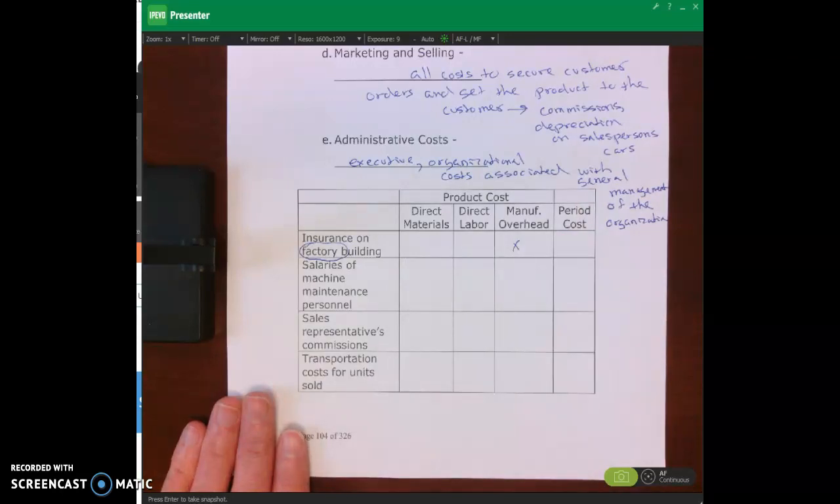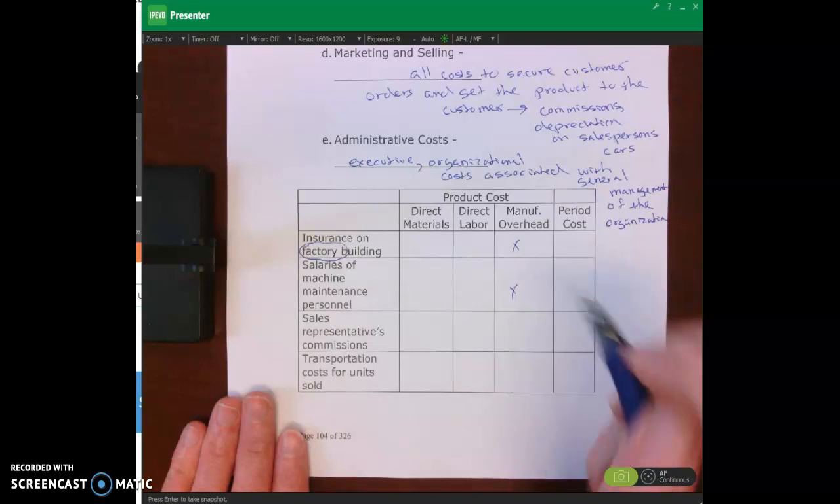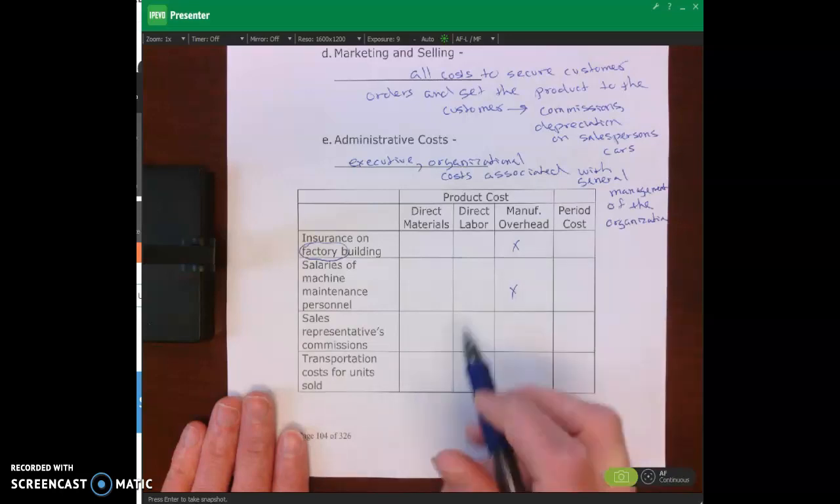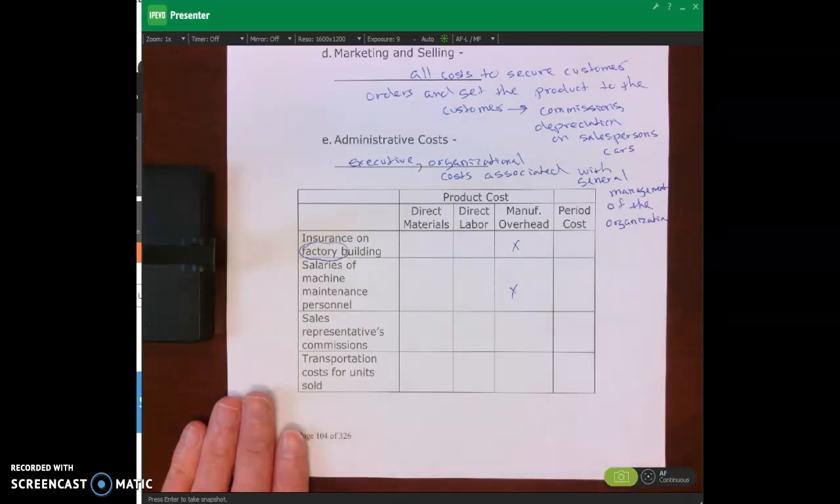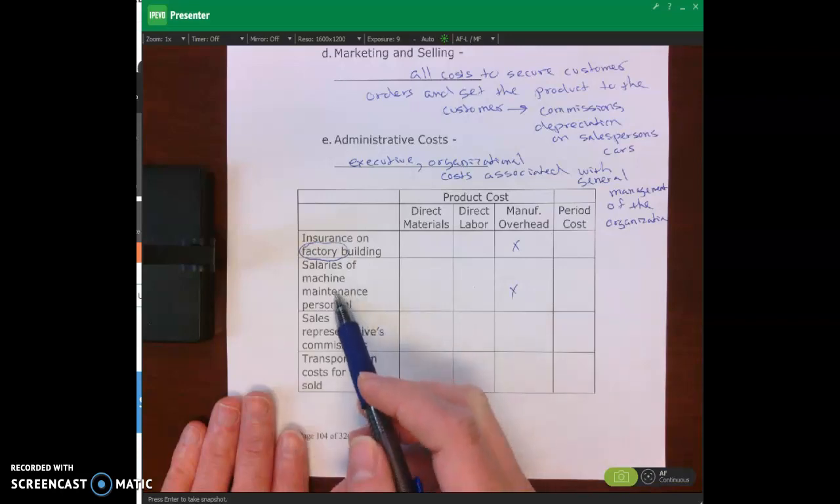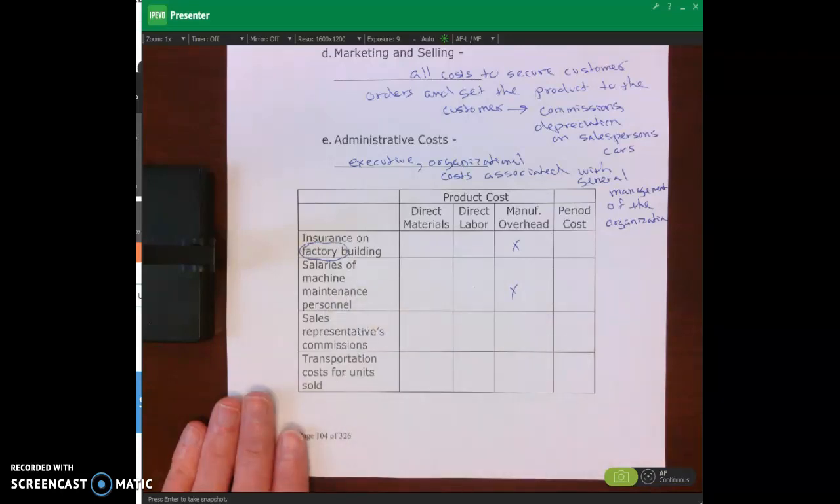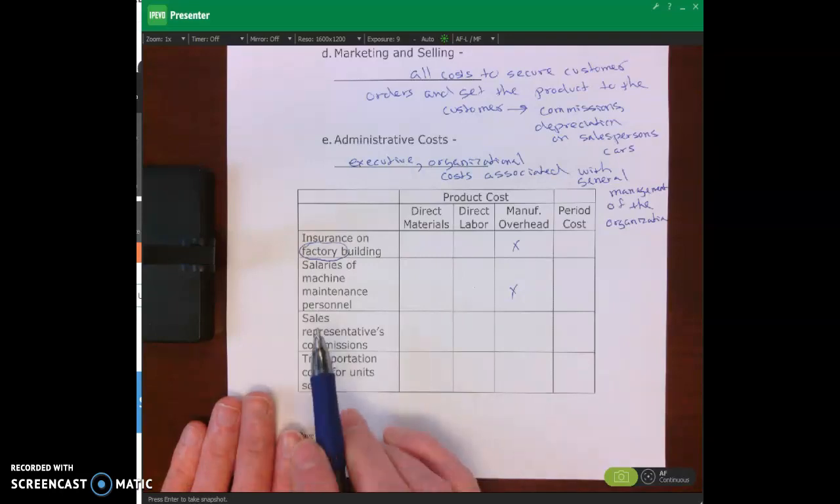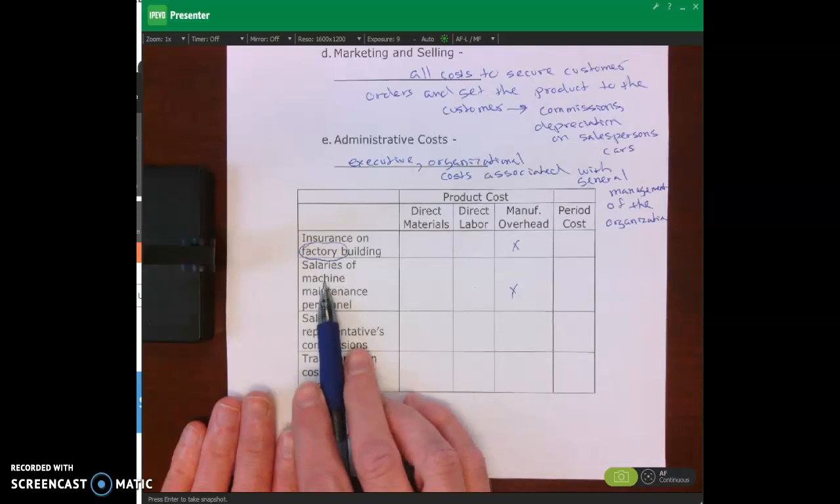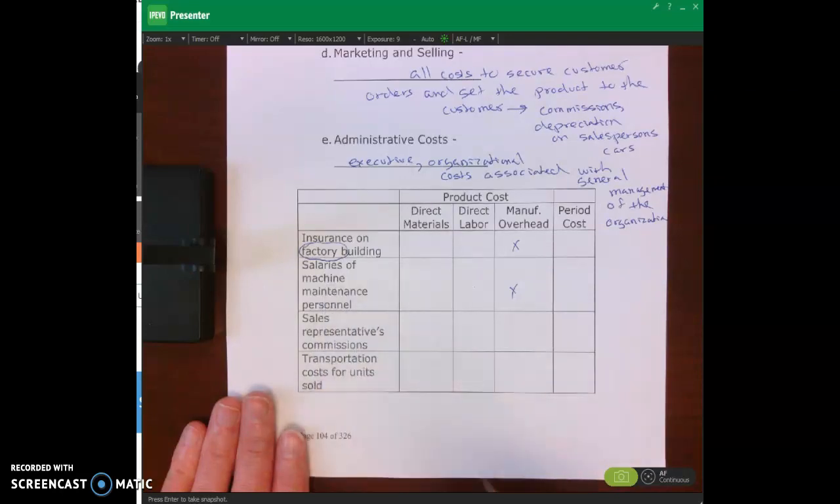Salaries of machine maintenance personnel, that is also manufacturing overhead. It's not direct labor, it's manufacturing overhead because these maintenance personnel could be working on a whole bunch of different machines that service a whole bunch of different products. So it'd be difficult for us to trace their salaries to specific products.